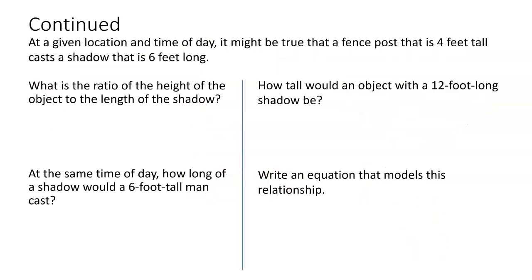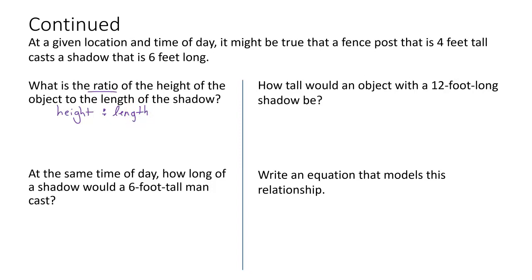So, given a location and a time of day, it might be true that a fence post that is 4 feet tall casts a shadow that is 6 feet long. Okay? We want to write the ratio of the height of the object to the length of the shadow. So we need a ratio that's comparing height to length.